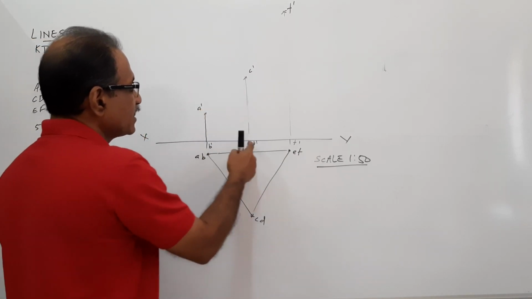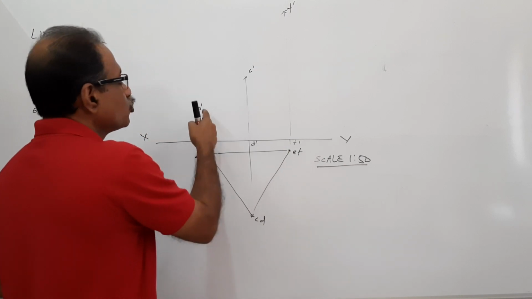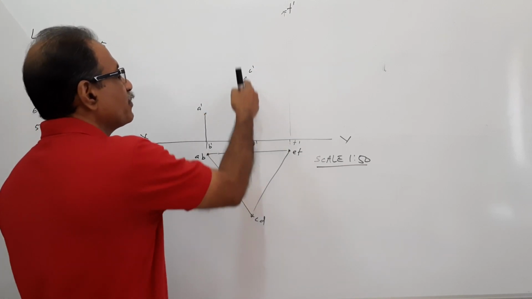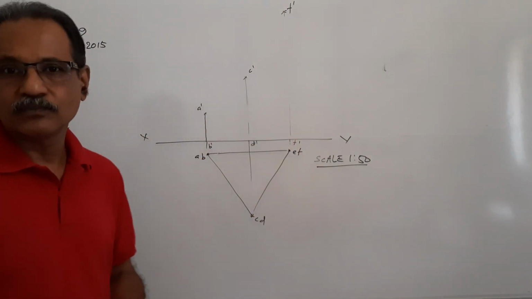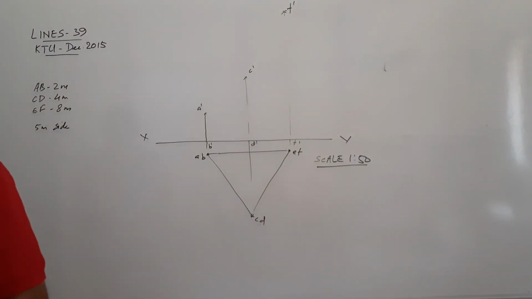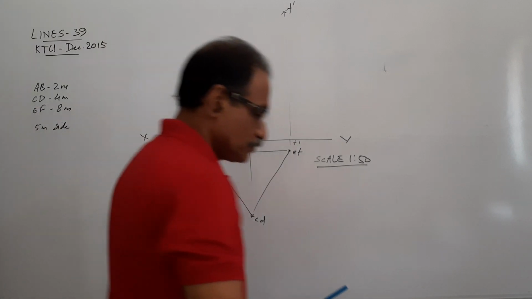Project them: B dash, D dash, F dash. Mark 2 meters up, locate A dash. Mark 4 meters up, locate C dash. Mark 8 meters up, locate F dash. Agreed? Now, you have to connect them.